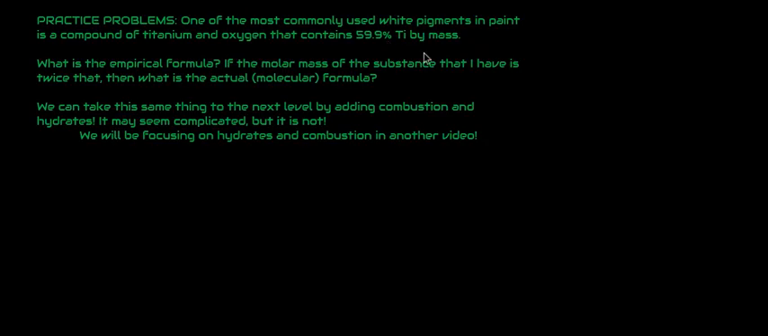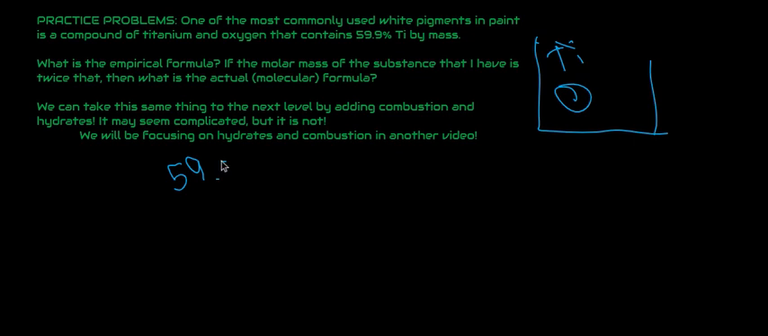One of the most commonly used white pigments in paint is a compound of titanium and oxygen that contains 59.9% titanium by mass. So what they're telling us is that in this compound, we have both titanium and oxygen. We know that we have 59.9% titanium by mass. What does 59.9% titanium really mean? It means that if we had 100 grams of this white pigment, then we would have 59.9 grams of titanium. So we can just change that to 59.9 grams and honestly ignore the percent part.